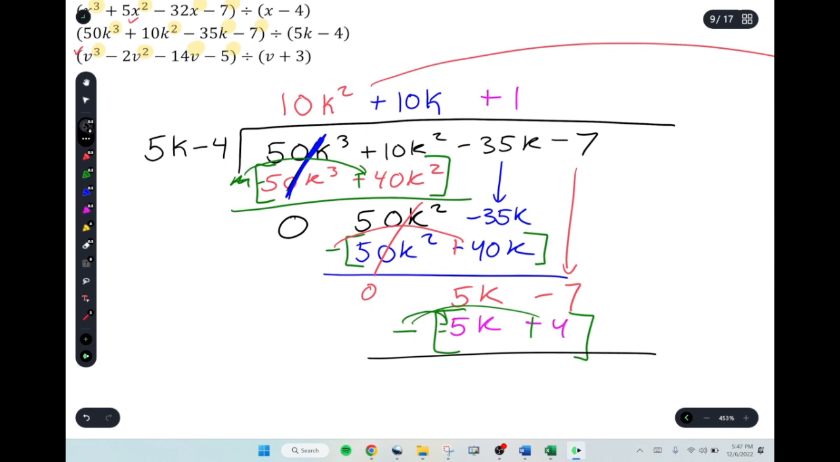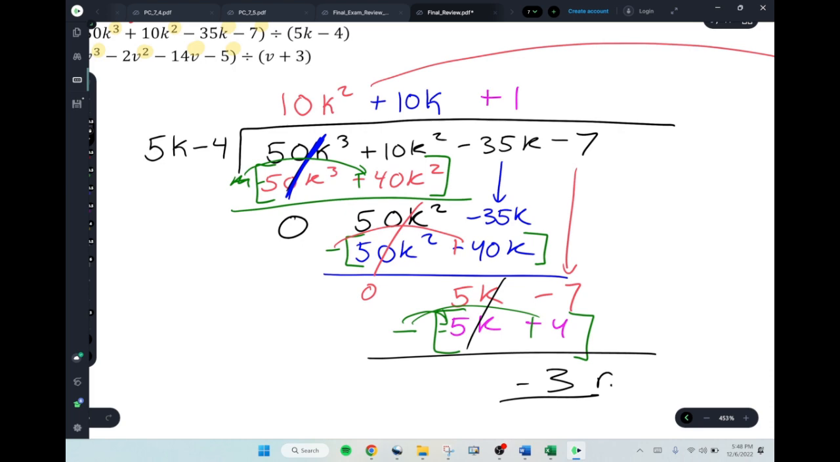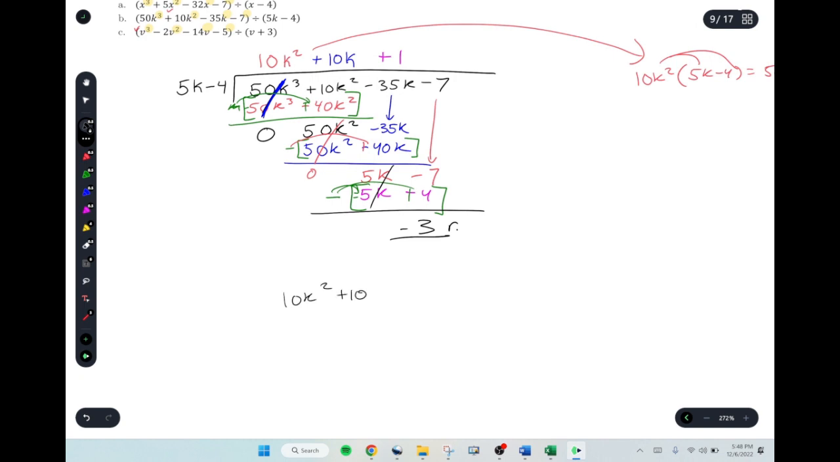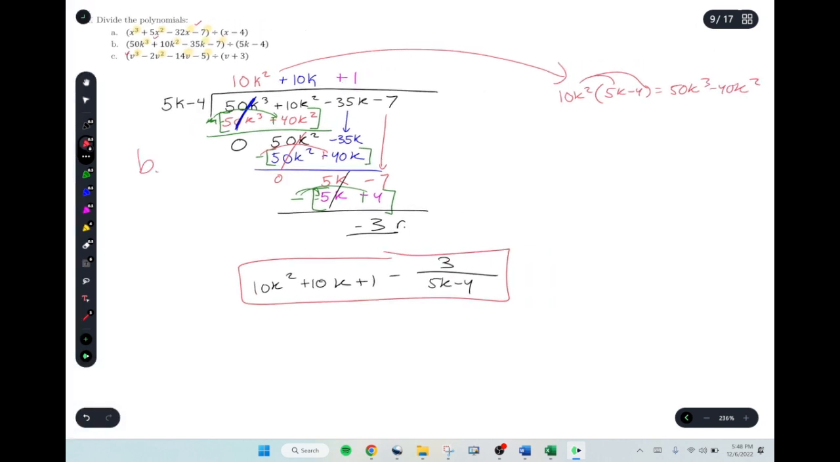So we are left with negative 3 as your remainder. Which means that's not a factor. In fully factored form, that's not a factor. That's not a 0, that doesn't tell you a 0 of the solution. That's just a division problem. What that does mean is we put it to the top, and our answer would be 10k squared plus 10k plus 1 minus 3 divided by 5k minus 4. That's B. Cool.